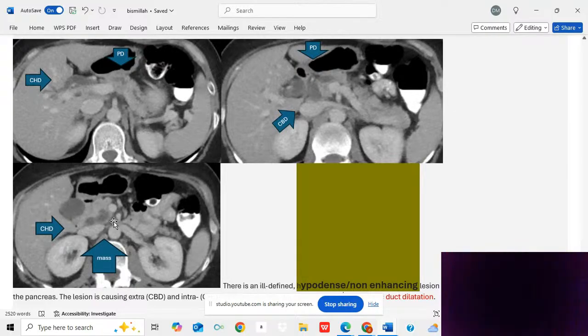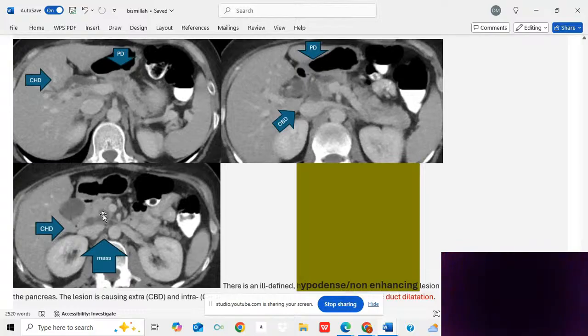So the second sign to confirm that this is a pancreatic mass, a pancreatic cancer, is that the pancreatic cancer is non- or hypovascular. It's a poorly enhancing lesion compared to the avidly enhancing pancreatic head. This is the second tip.